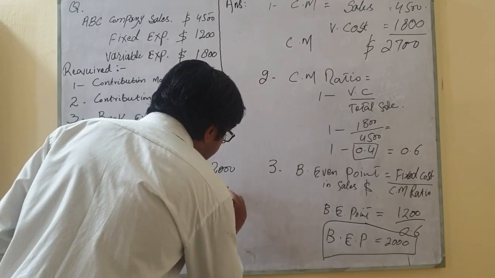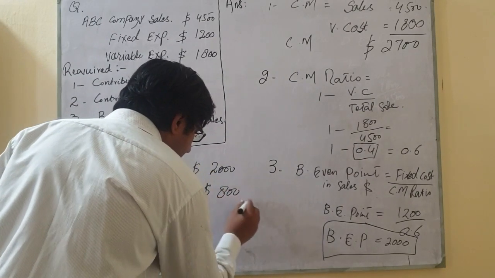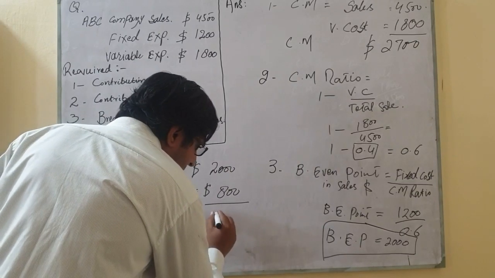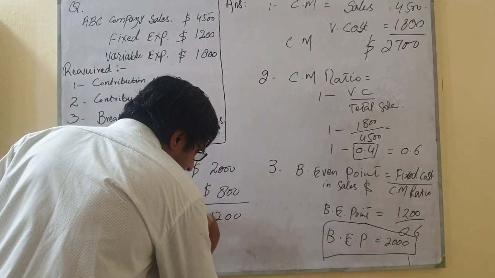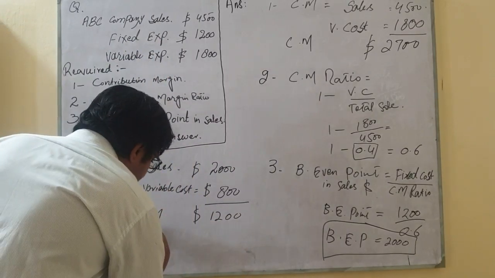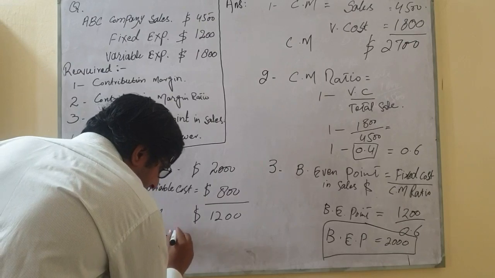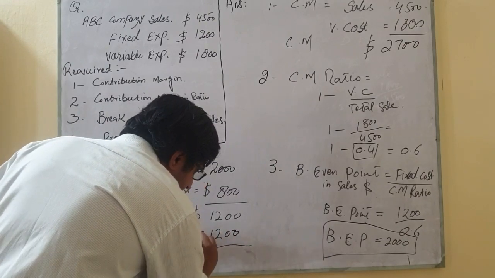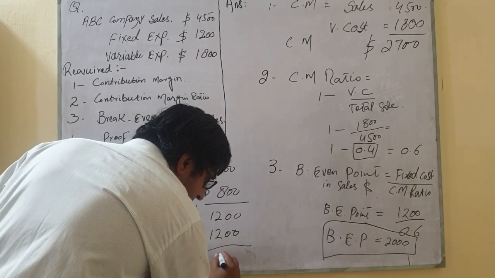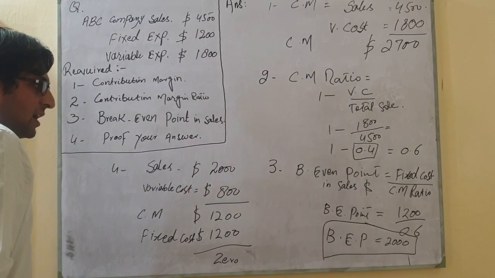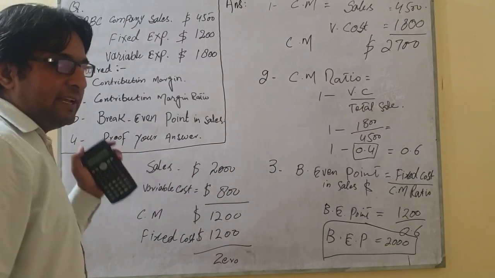It is $800. Our contribution margin is $1,200 and our fixed cost, which is already $1,200. So here the profit is 0 because this was our break-even point in sales dollars.